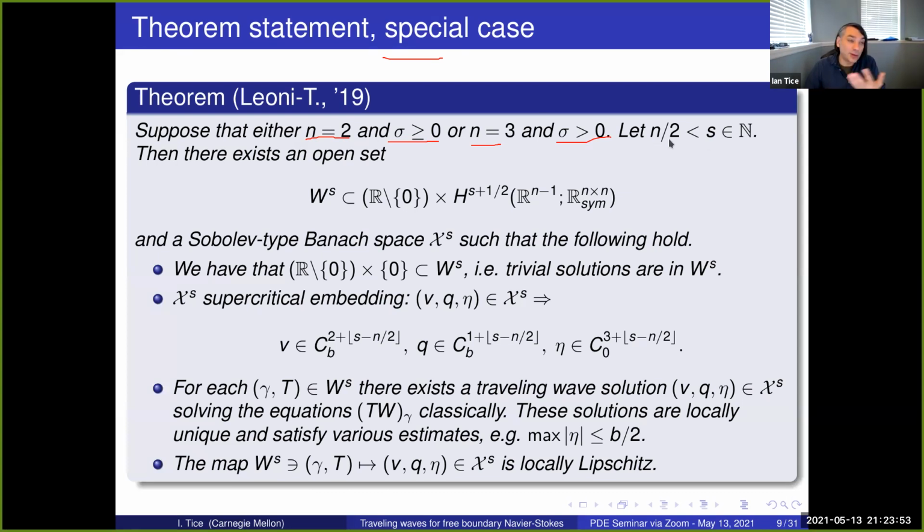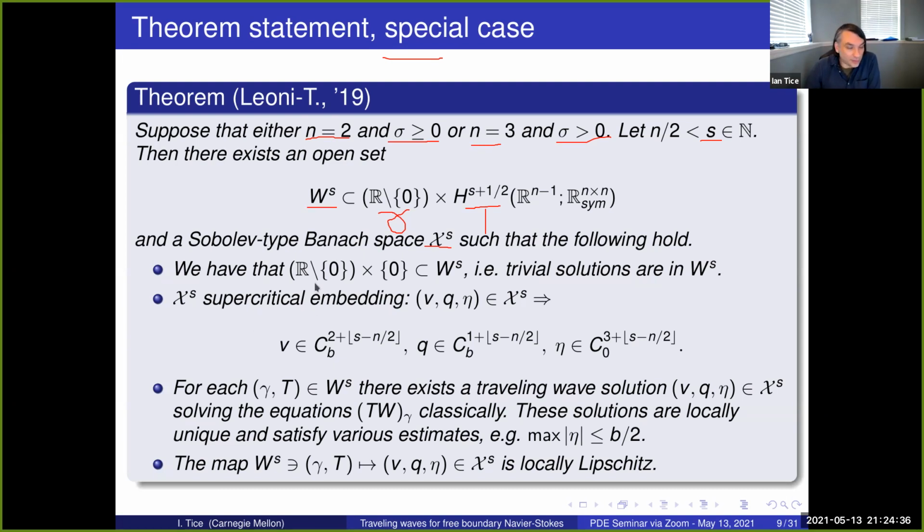Then what you can do is take a supercritical regularity parameter S, and we can build an open set W_S contained in this product. So what is this product? This is where the wave speeds are going to live. And this is a standard Sobolev space, H^(S+1/2), which is the space in which our external stress is going to live. So this is basically saying this space W_S is where our traveling wave speed and the external stress are going to live. And we can also construct a Sobolev type Banach space X_S such that the following hold.